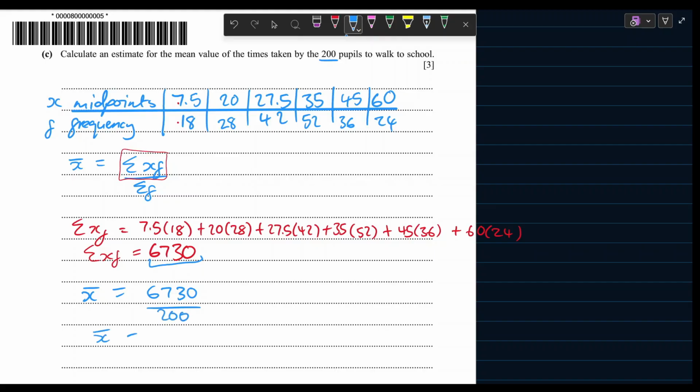So this means x bar is equal to 6,730 divided by 200. That gives us 33.65. And this here is our final answer.